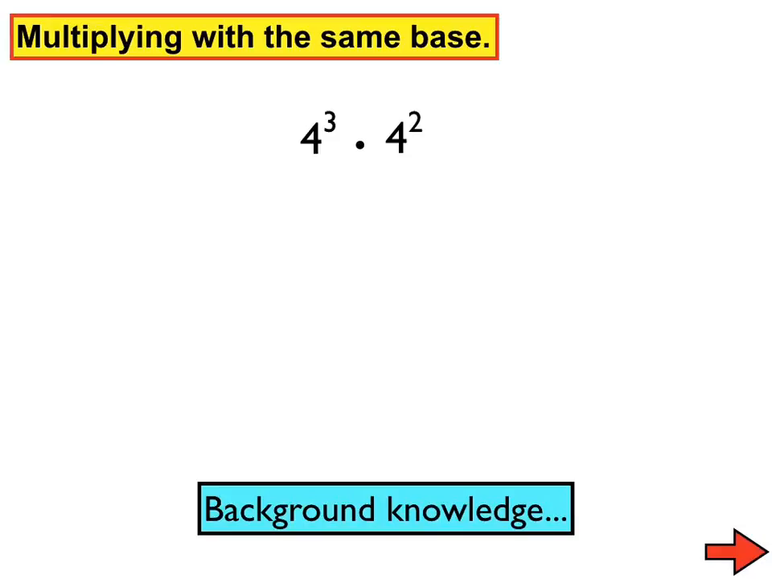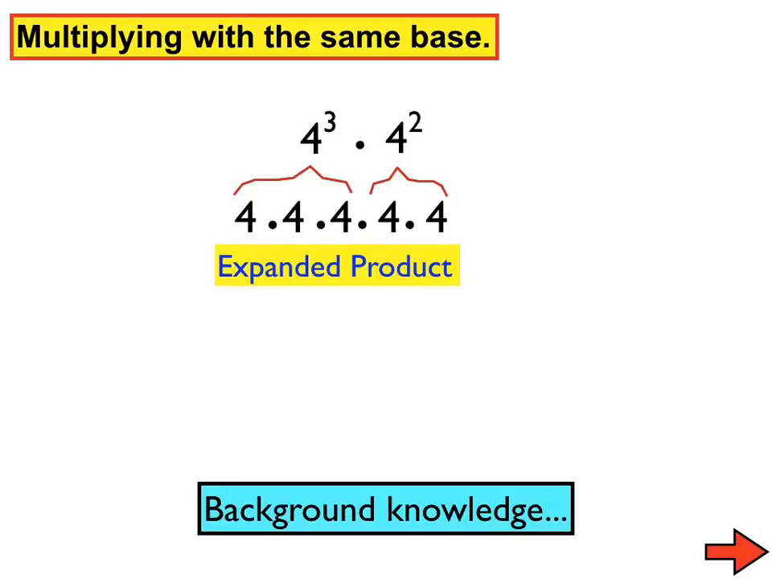We're multiplying same bases just like we did yesterday, but this time we're going to involve negatives. So yesterday we just had same base. This will be 4 times 4 times 4 times 4 times 4, which is 4 to the 5th power. Good.